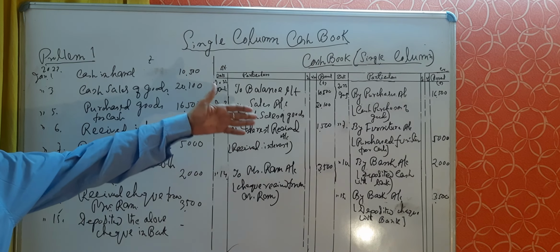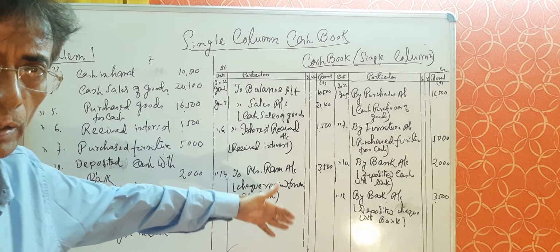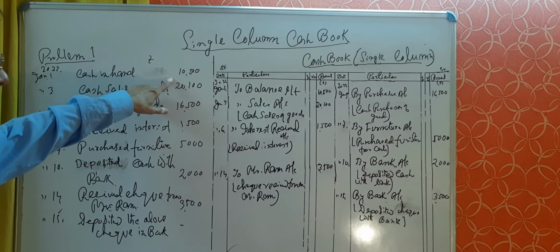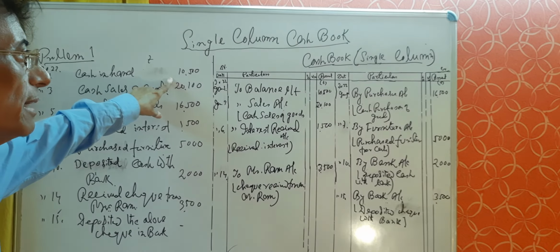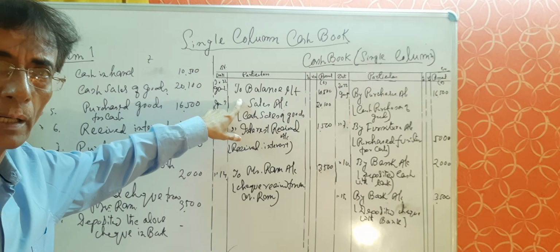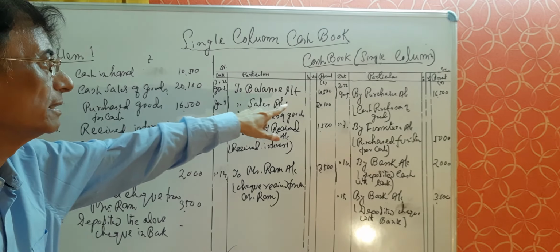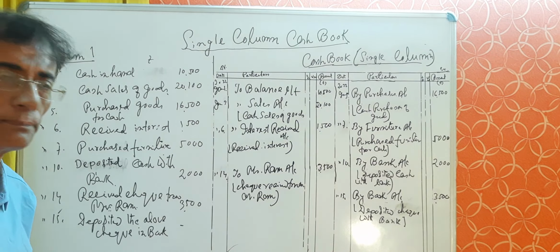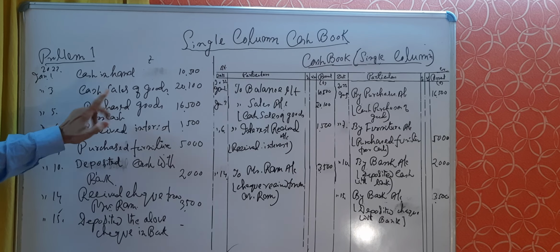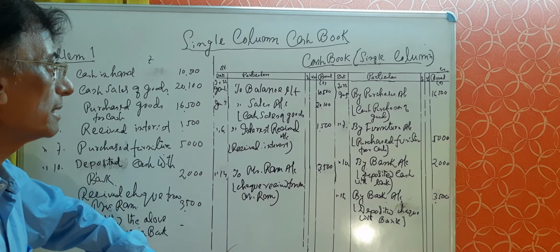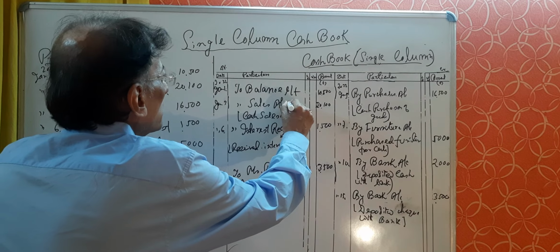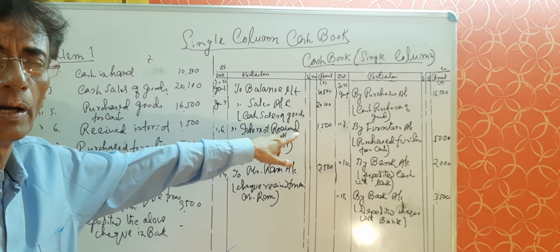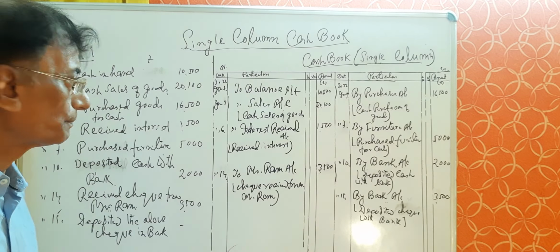All the transactions have been posted in the cash book. I'm just repeating it. First is cash in hand, that is cash balance. Opening cash balance. We have gone to the debit side and write to balance BF brought forward with the value 10,500. Is it okay? The next one is cash sales of goods. This is receipt of cash. So we have gone to the credit side with the debit side of the cash book and write to sales account with the value 20,100.